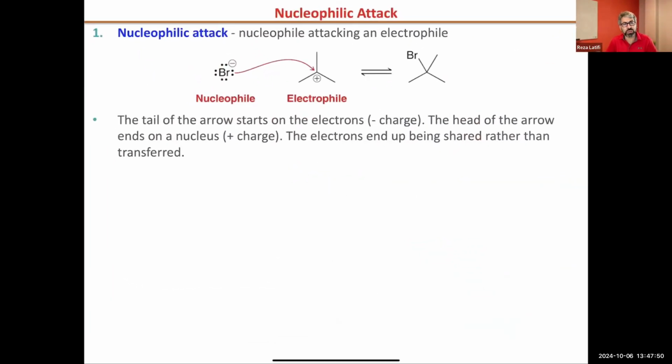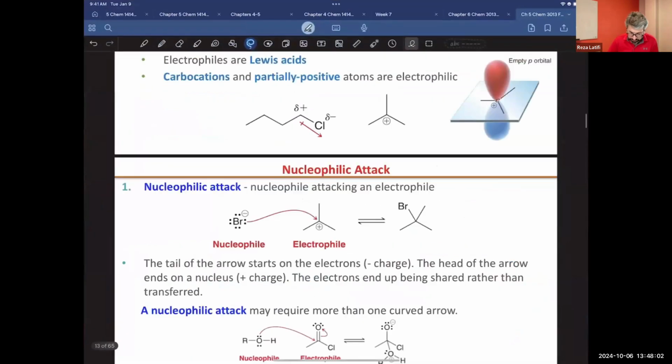We have a couple of chemical reactions that I want to review, but before I start reviewing those chemical reactions, I want to teach you the meaning of electrophilic attack or hydrogen abstraction, for example. Let's review them one by one.